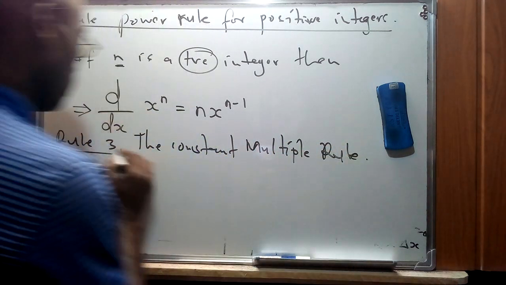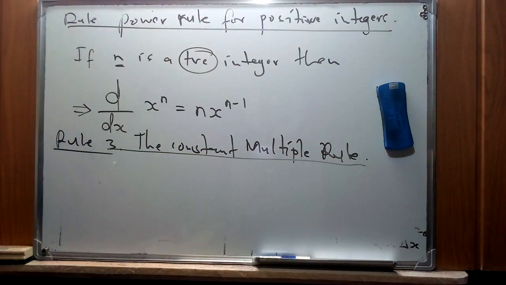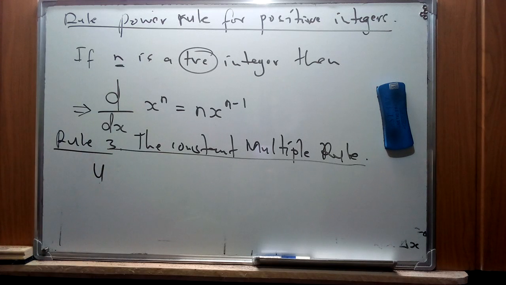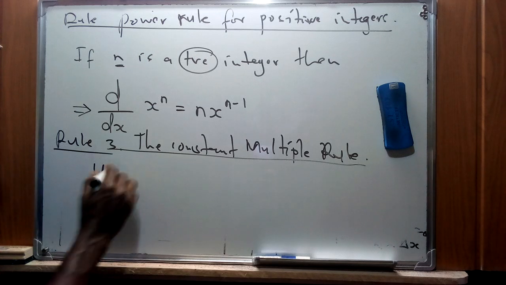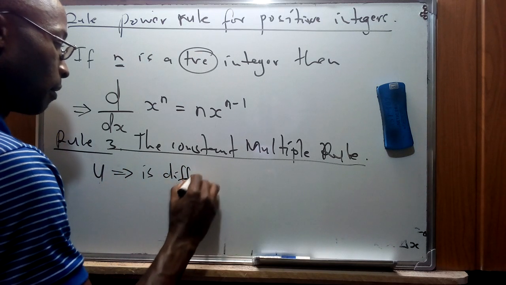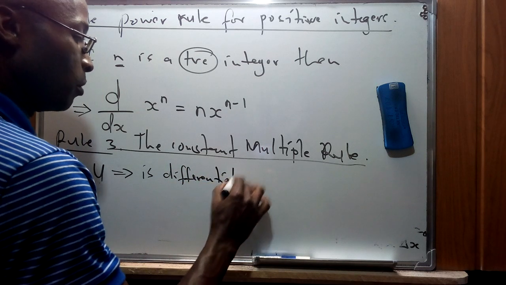Constant multiple rule. In that constant multiple rule, we have functions. A function whose derivative can be calculated is known as a differentiable function. And if u is a differentiable function of x and c is a constant, therefore we just put it in the form of a statement.